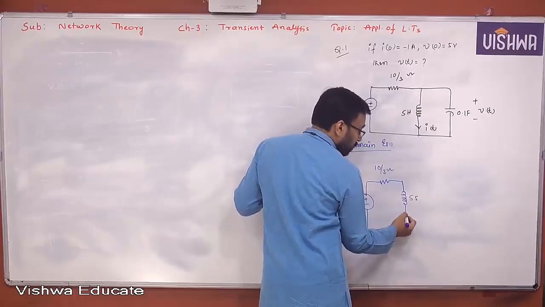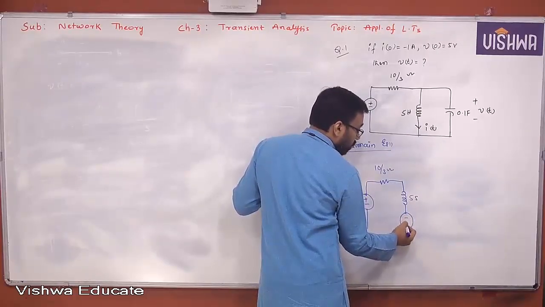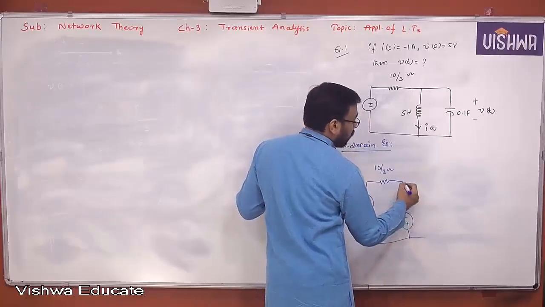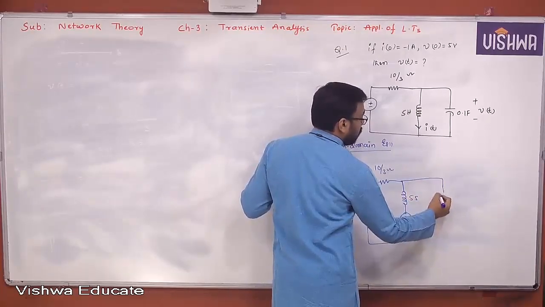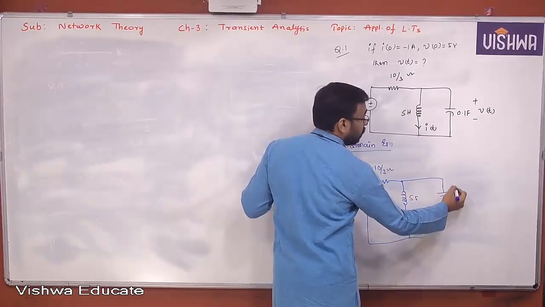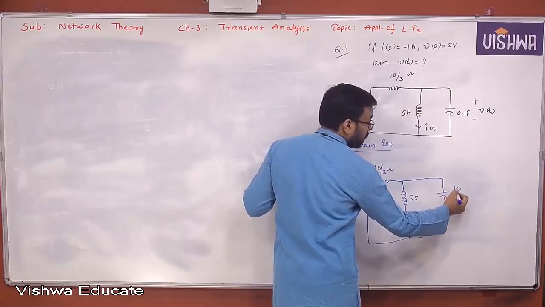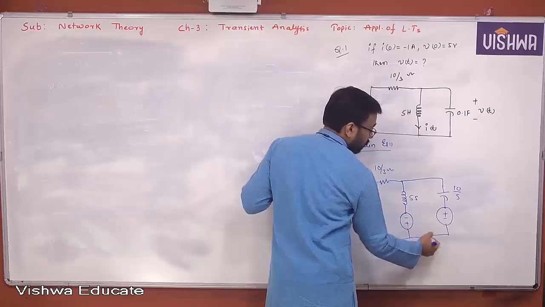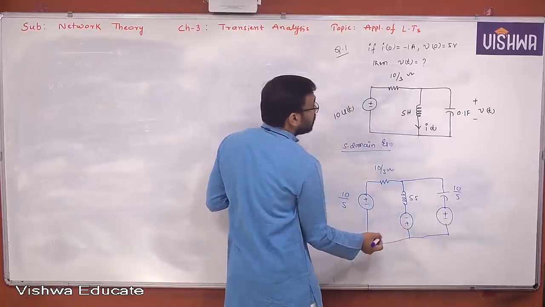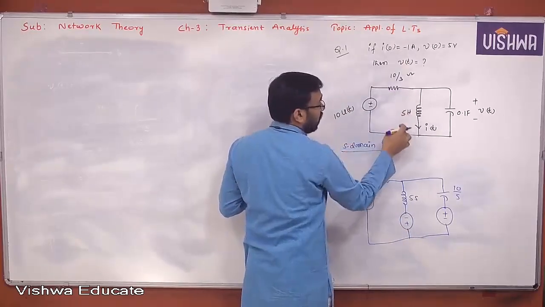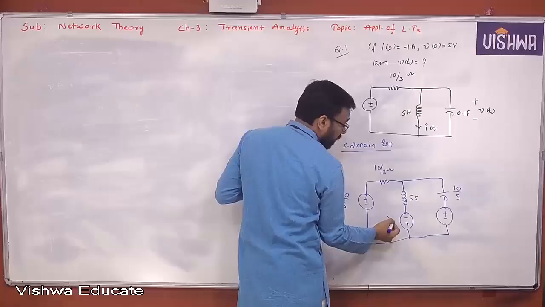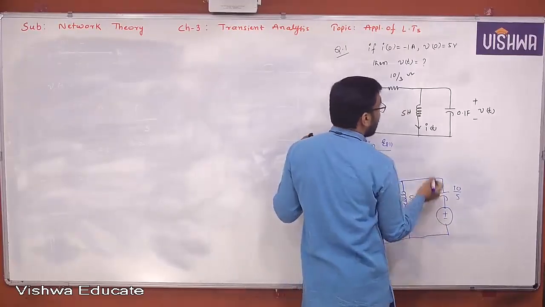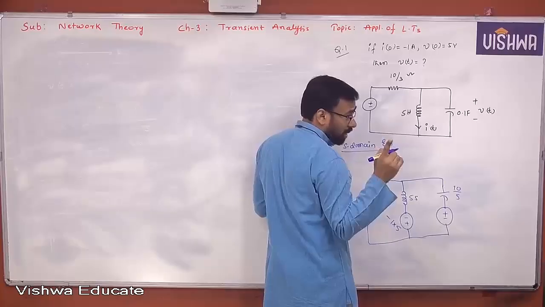Then what is the source based on the direction of the current given? Yes or no? Okay. Then here, 1 by CS means 1 by 0.1, that means 10 by S. What about this? Plus minus. Okay. This value is minus 1 into 5, because it is L into IL of 0 minus. Hope you remember that. Okay.